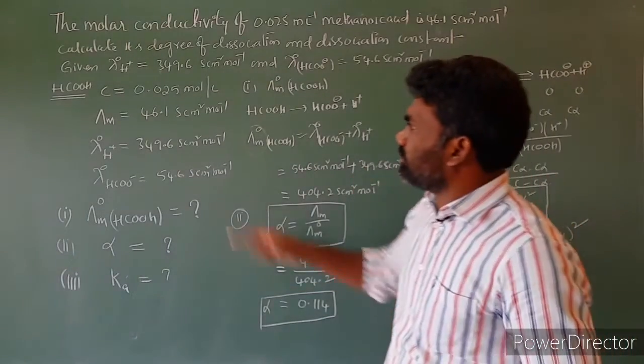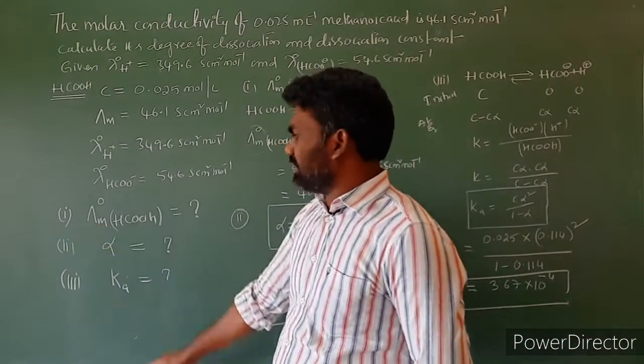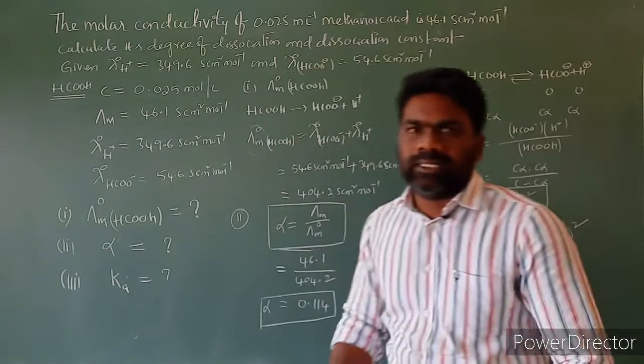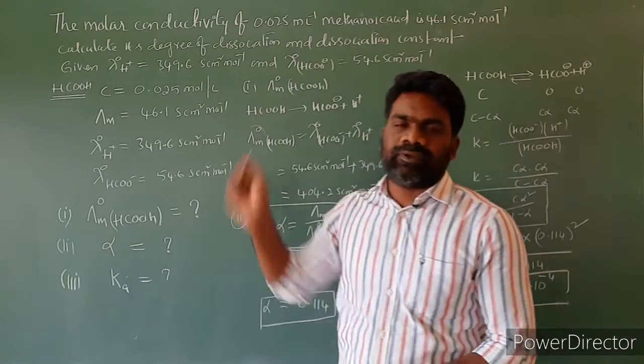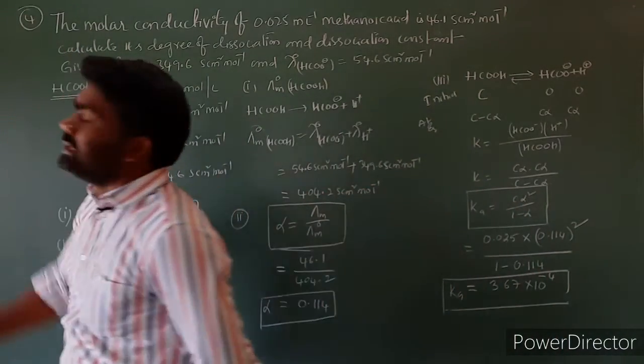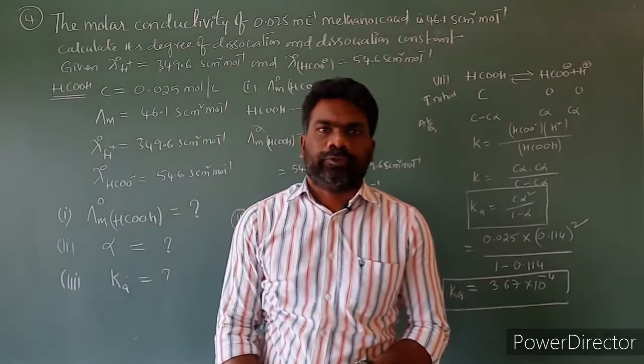So first we calculated lambda m naught, the second we calculated degree of dissociation alpha, and the next we calculated Ka values based on the given data. This is problem number 4.